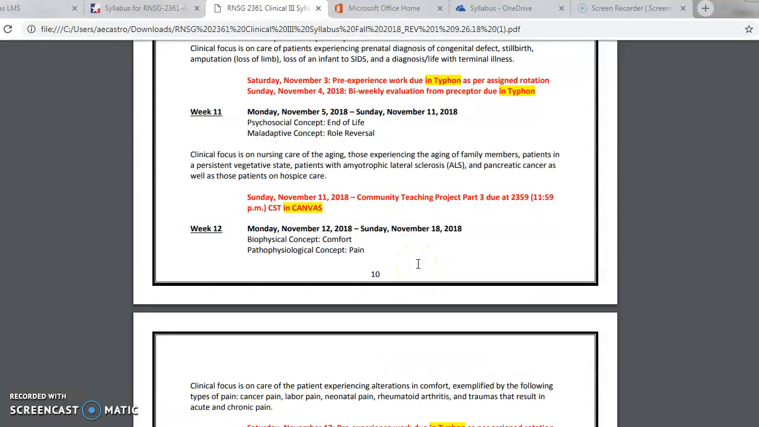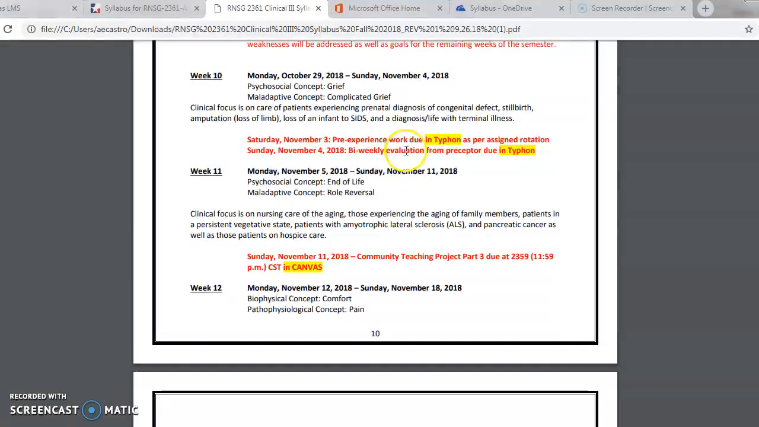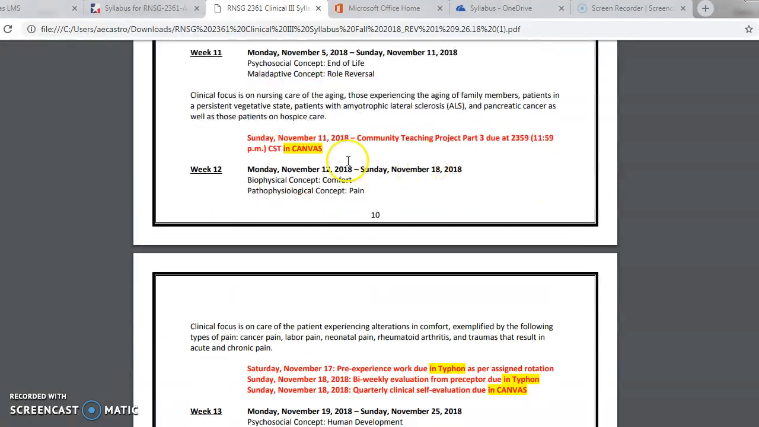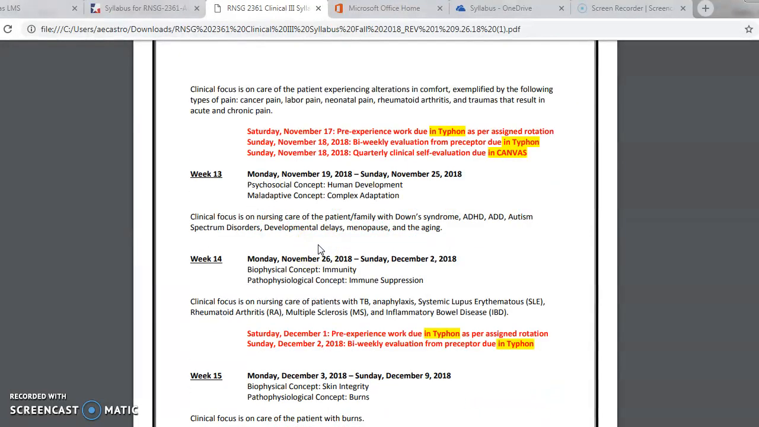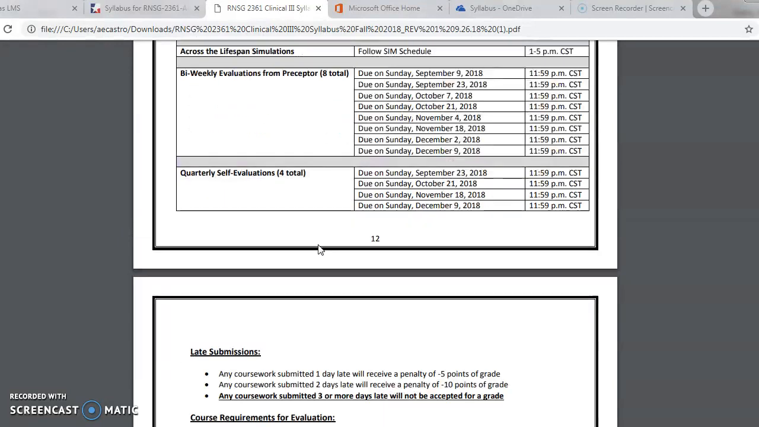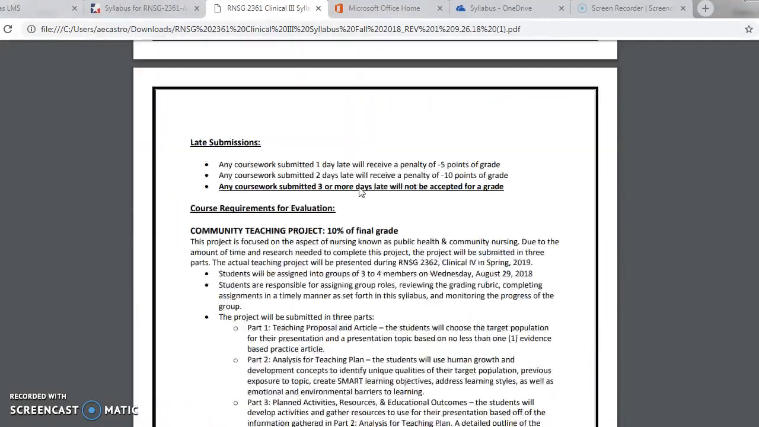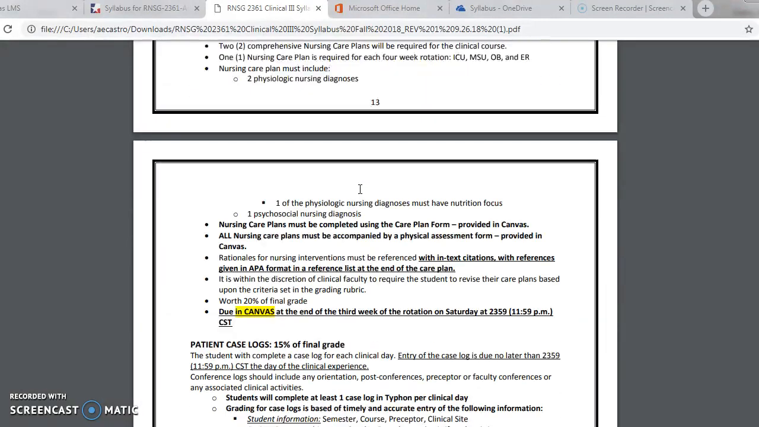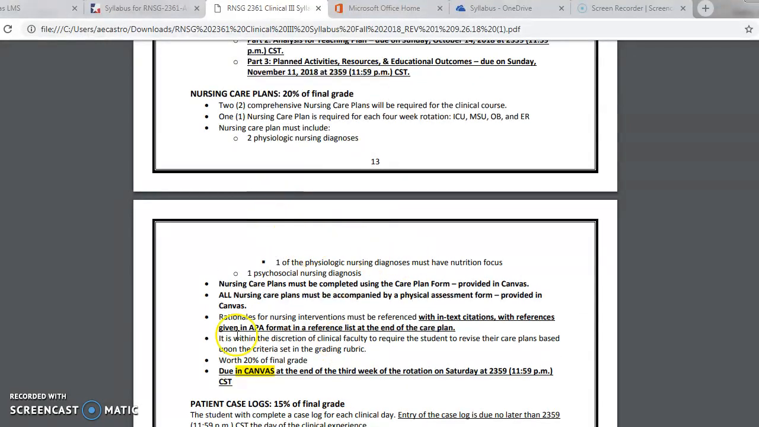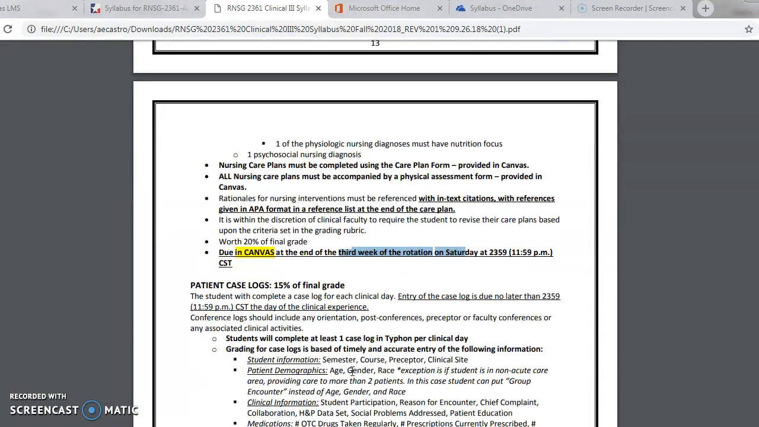Everything else stays in Typhon, as far as your paperwork and your biweekly evaluations from your preceptor, just because I don't have a good place to put those in Canvas right now. Your community teaching project stays in Canvas, and the only other thing that has changed is your nursing care plans. We're going to have you upload those into Canvas as well. If you scroll down to pages 13 and 14, it's now made clear that they are due in Canvas, at the end of the 3rd week of your rotations.